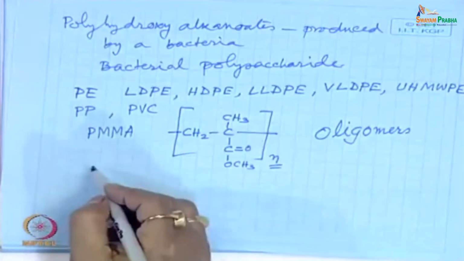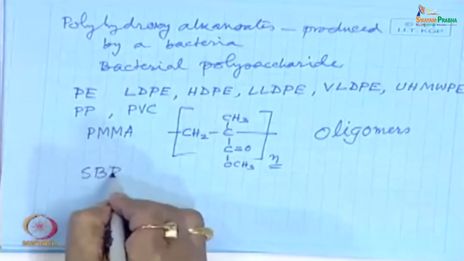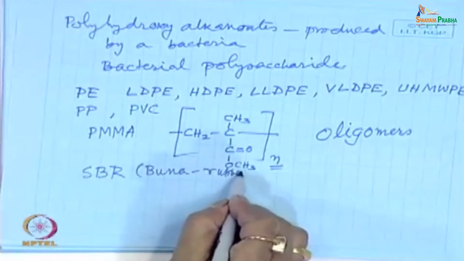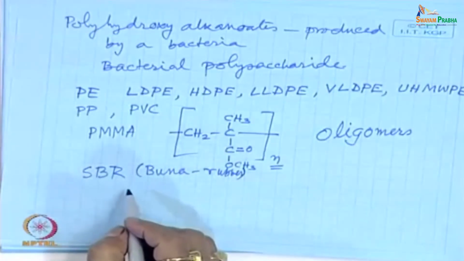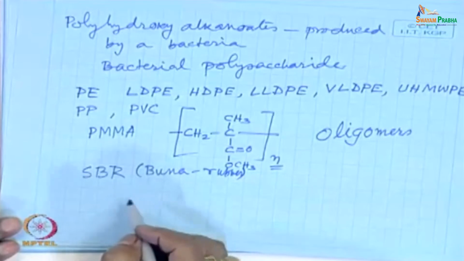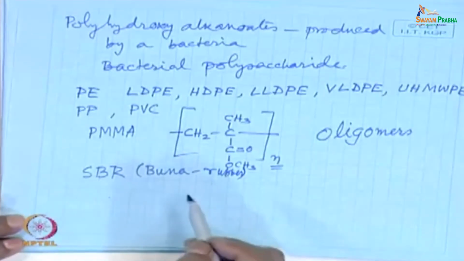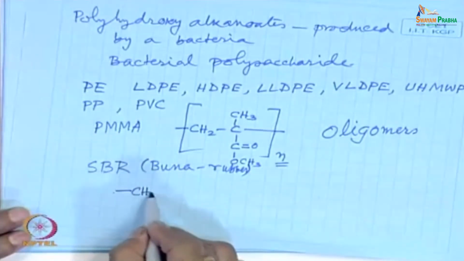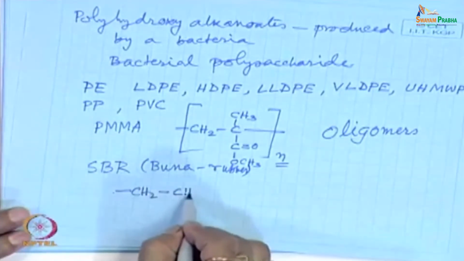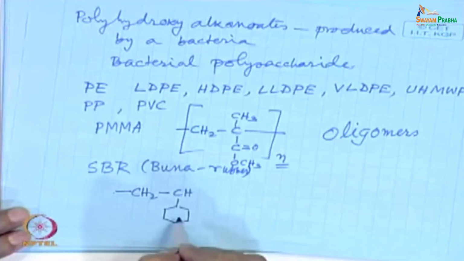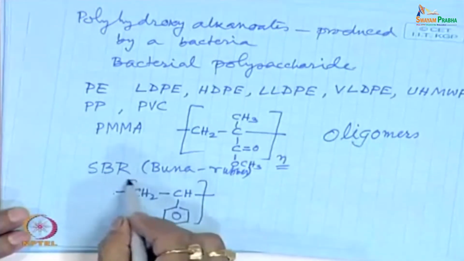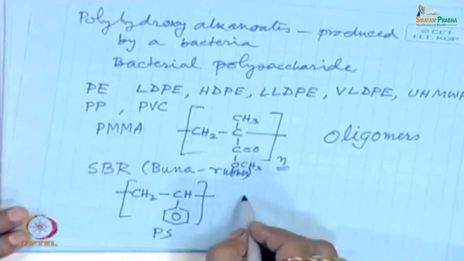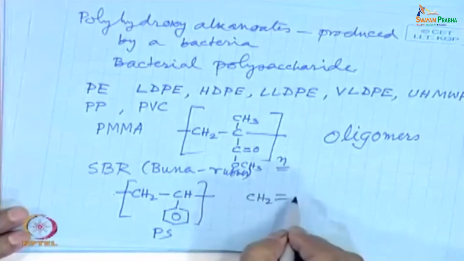Say SBR, what is SBR? It is a Buna rubber. It is a copolymer of styrene and butadiene. What is polystyrene? Again, to write the formula of polystyrene is very easy. You write this CH2, CH, a phenyl ring, this is polystyrene. What is polybutadiene? You know what butadiene is?